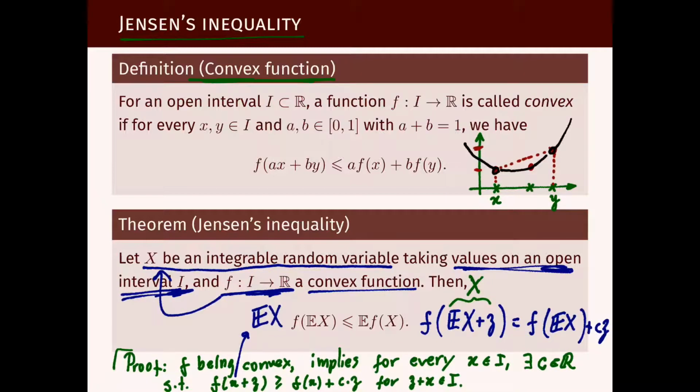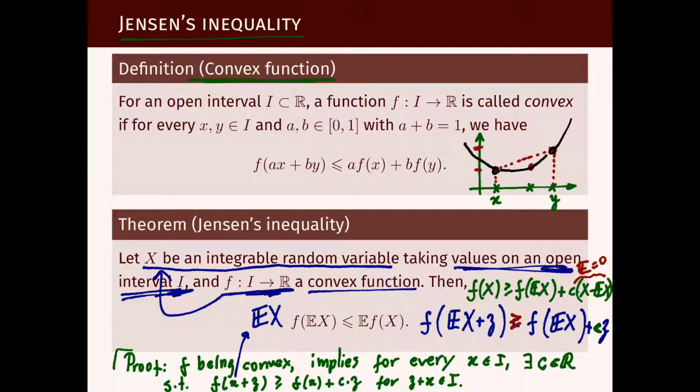Because c is fixed, and this inequality is true for every z, what we get is that the function f evaluated at the random variable X will always be bounded from below by f of the expectation of X plus this constant c, which is a finite constant, times X minus the expectation of X. And we have already seen in a previous exercise that the expectation of this part is 0.